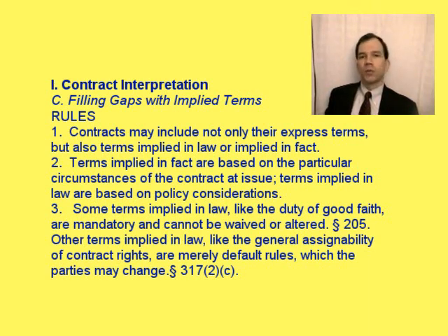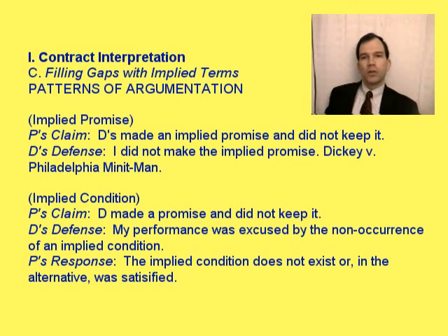Now, how do these rules play out in the actual litigation of cases? Well, there are really 2 different patterns of argumentation. In some cases, one of the parties wants to argue that there's an implied promise. So, for example, the plaintiff might say, the defendant made an implied promise and didn't keep it, and the defendant's defense would then be, well, I didn't make the implied promise. We saw an example of that in the Dickey v. Philadelphia Minuteman case. Dickey said that the plaintiff made an implied promise to use his business in a way that would maximize gross sales because the rent was based on gross sales. Dickey, however, said that no such promise was made. And the question is, well, was the promise made or not?